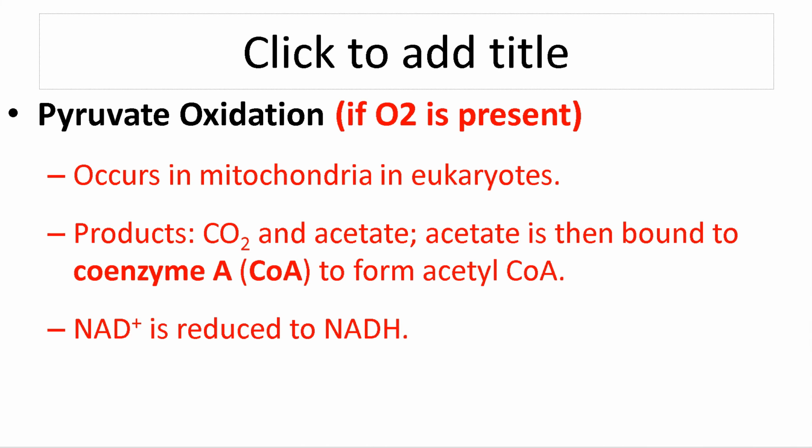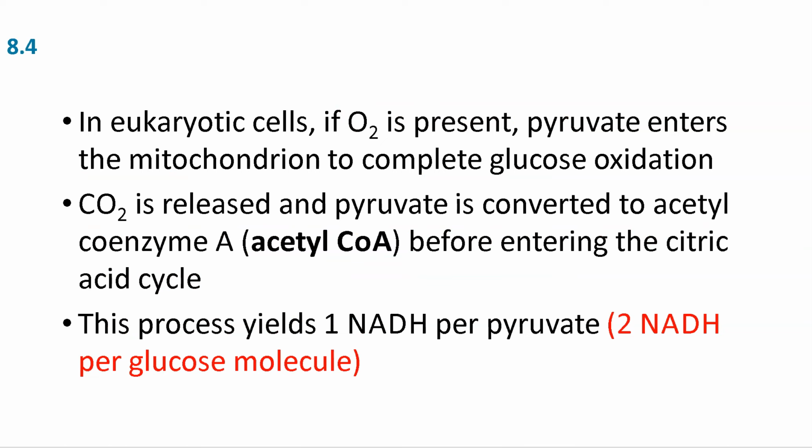So pyruvate oxidation, this is when oxygen is present. It occurs in the mitochondria in eukaryotes. Products: CO2 and acetate. Acetate is then bound to coenzyme A, forming acetyl-CoA. NAD plus is reduced to NADH. Okay? So in eukaryotic cells, if oxygen is present, pyruvate enters the mitochondrion to complete the full oxidation of glucose. Again, 2 pyruvates are made from glycolysis, so you make 2 NADHs from the process.